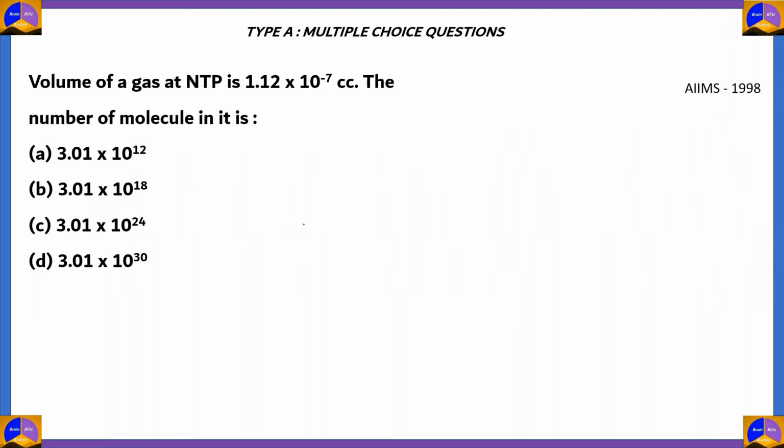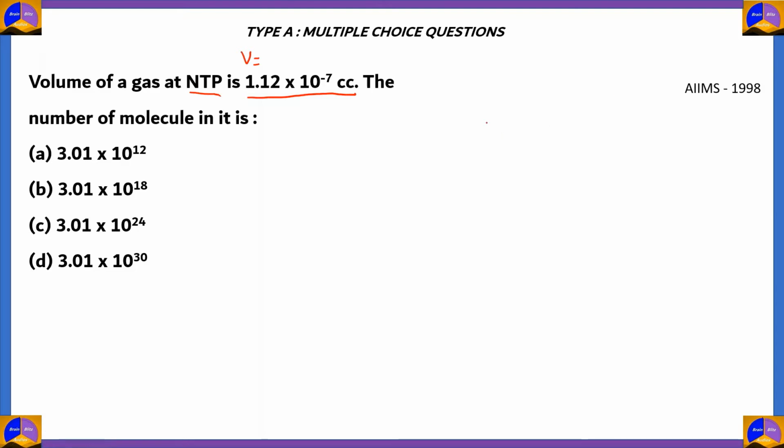Our next question. Volume of a gas at NTP is 1.12 into 10 raised to minus 7 cubic centimeters. The number of molecules in it is 3.01 into 10 raised to 12, 3.01 into 10 raised to 18, 3.01 into 10 raised to 24, or 3.01 into 10 raised to 30. So we have our volume equal to 1.12 times 10 raised to minus 7 cubic centimeters.